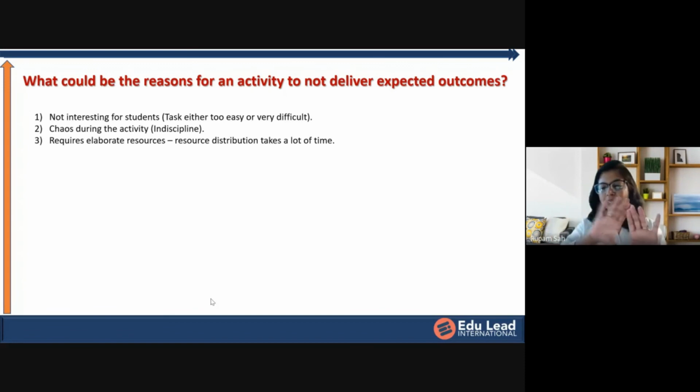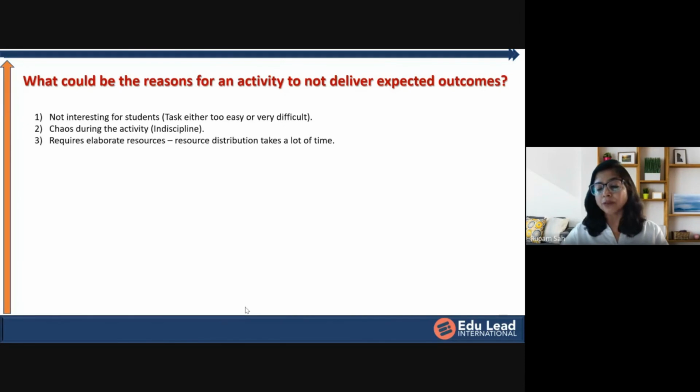Suppose 6 groups are there, and then you can write group number 1, these could be the students, and you have created that, and you are projecting it on the slide, so children are able to see which group they are in. Very quietly, they will be moving to their respective places. So that will take 15 seconds, 20 seconds, not more than that. Depends upon how you are giving the instruction. So group formation should not be taking much time if you are giving proper instructions. Then, requires elaborate resources. Resource distribution takes a lot of time.